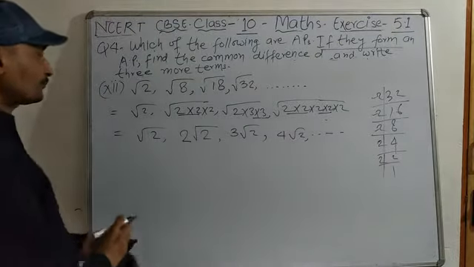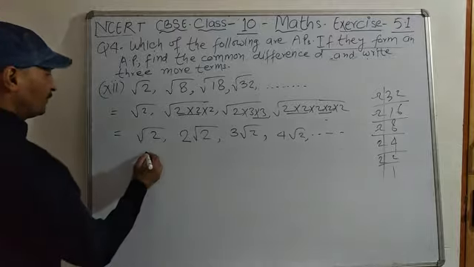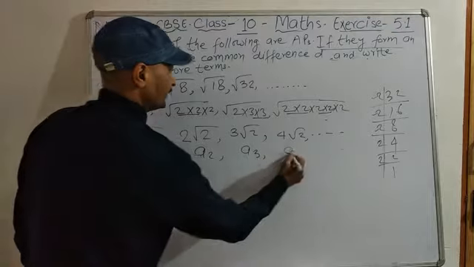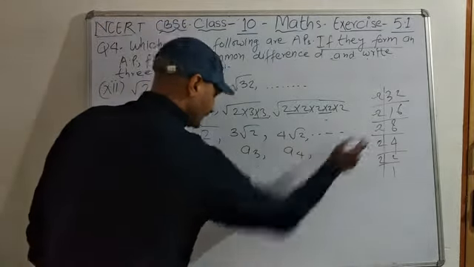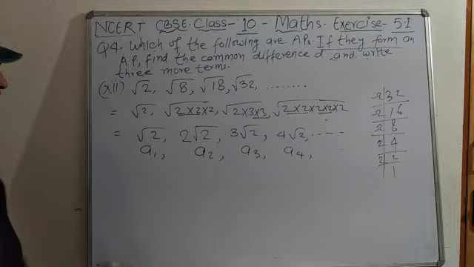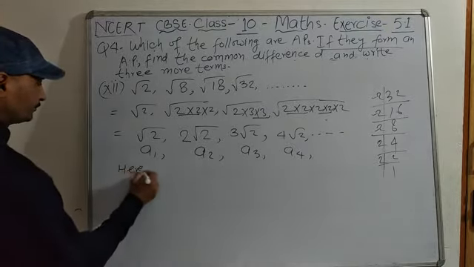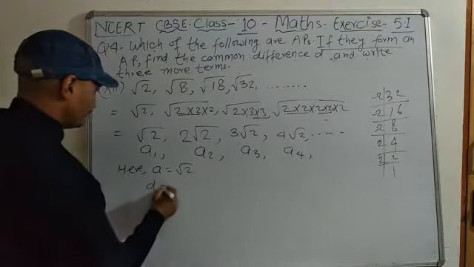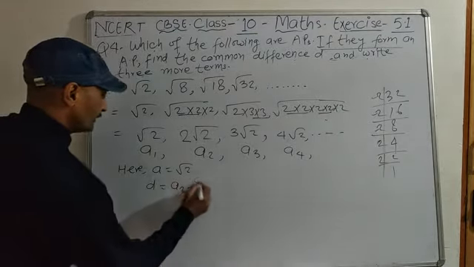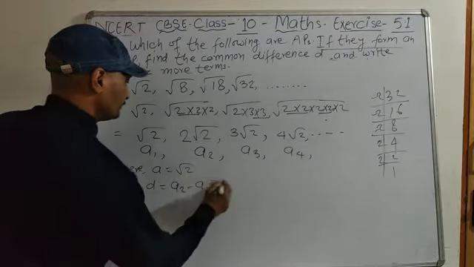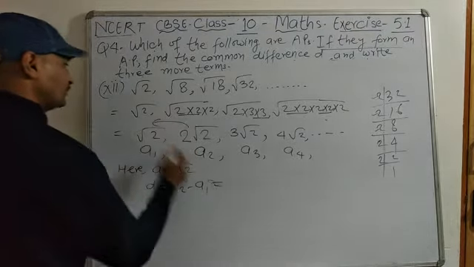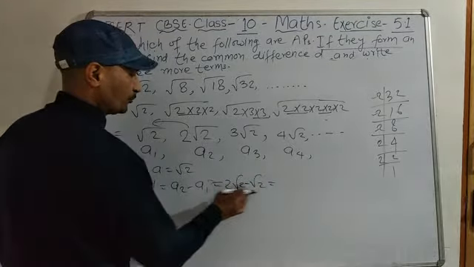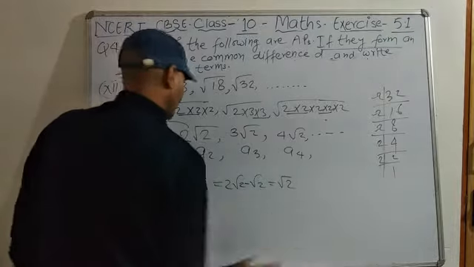So our main sequence is coming, and it becomes A1, A2, A3, A4, and we need the next 5 if it forms an AP. So here the first term is root 2. And the first common difference D is A2 minus A1. A2 is 2 root 2. Separate here: 2 root 2 minus 1 root 2. We get 1 root 2.